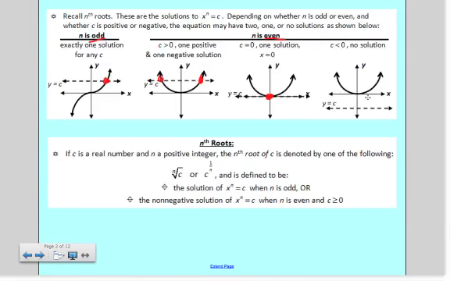And where there is no solution at all. If there's no solution, our line is down below the x-axis.